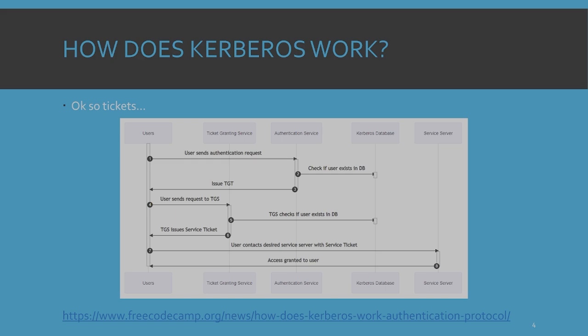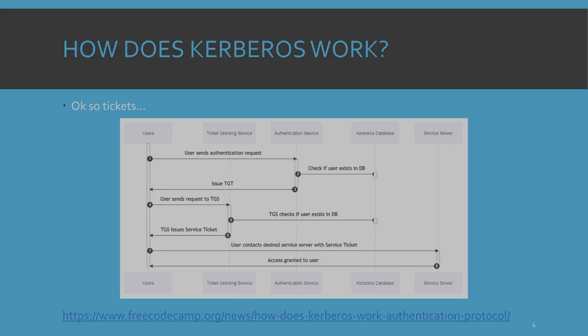However, you have to validate it to all the different rides that you want to get on. So, a TGT, ticket granting ticket. The user will take that ticket granting ticket and go to the different rides or different services and send a request to the TGS, the ticket granting service.